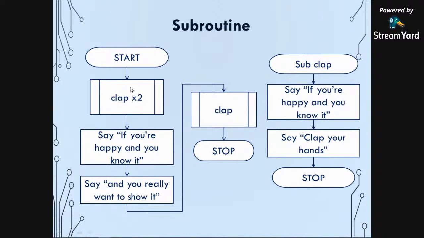That's a subroutine. And basically, anytime you see this kind of box, you need to go to the subroutine over here, which is called clap. And we're going to need to do that twice. Do you understand? Hopefully you do. So you go over here twice, and then you say if you're happy you know it and you really want to show it, and then you say if you're happy you know it, clap your hands. So you can see that the same thing is being used 3 separate times, but we only need 2 boxes here for them, rather than 6 boxes for all of those different parts.